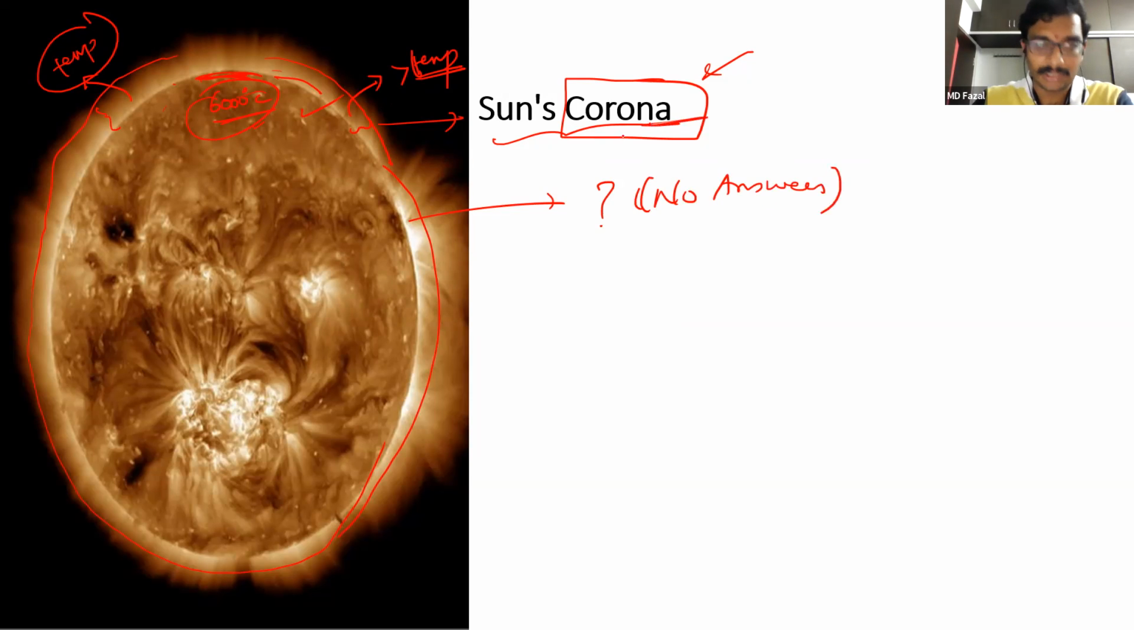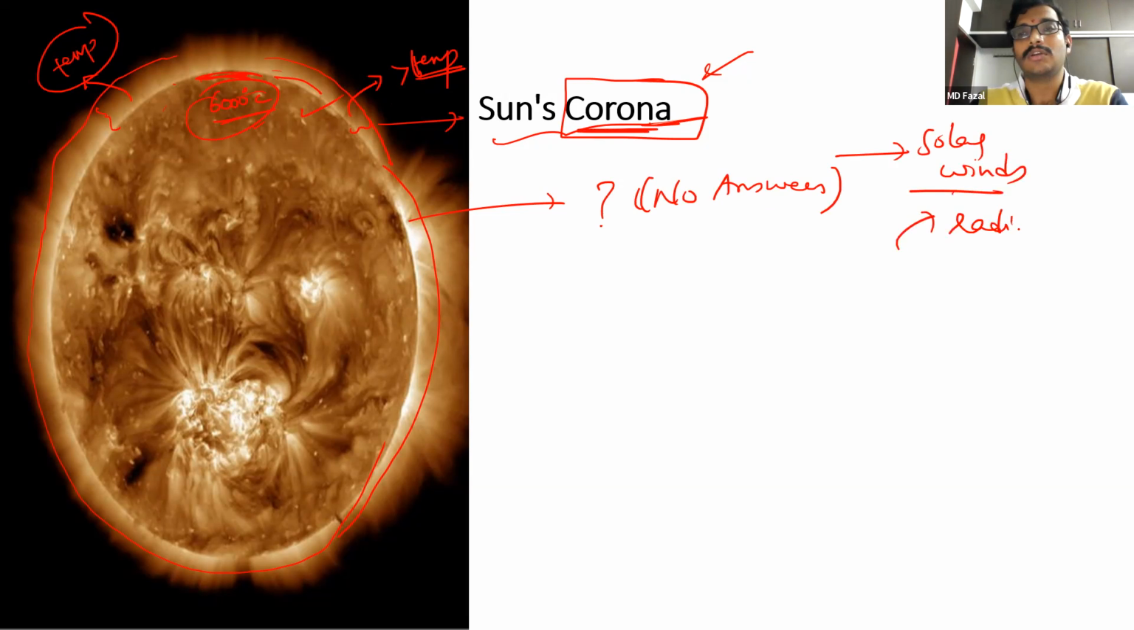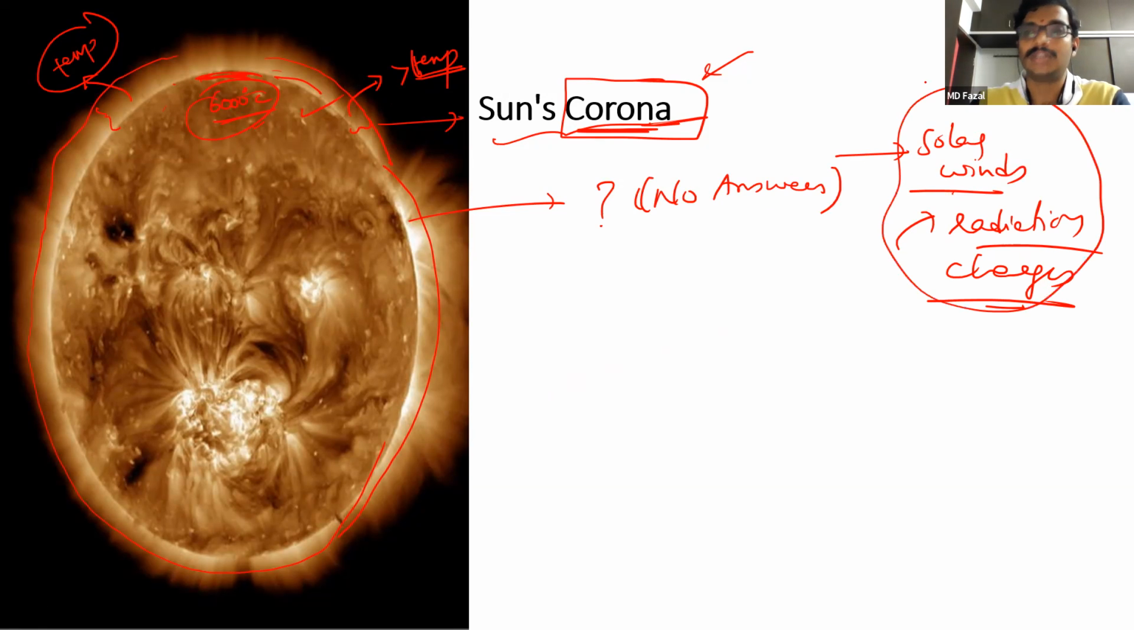Because of this high temperature, that region is called the corona. Because of this high temperature only, solar winds are released. The sun releases a lot of radiation because of this high temperature. Charges are released. It's only that Earth has a magnetic field protecting us from all these radiations. So Earth is protected in multiple ways.